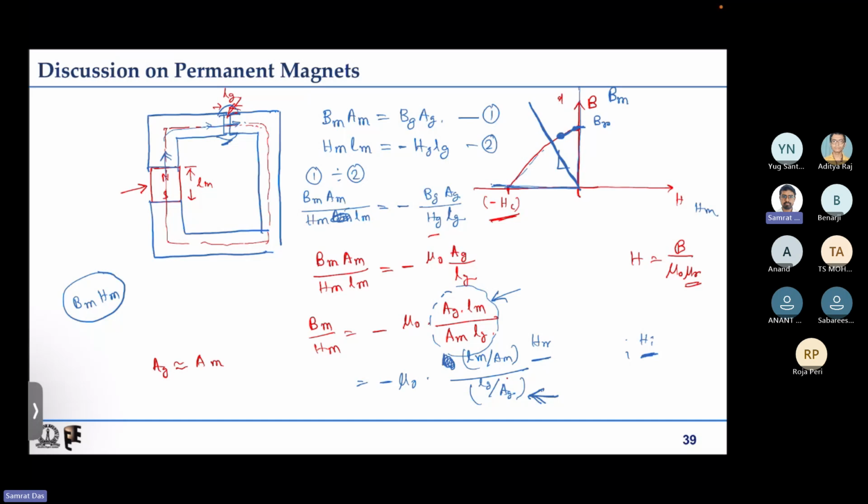Is there any question regarding this part? Sir, from the graph it is clear that if we apply minus Hg, the remnant flux in the permanent magnet will become zero. That's fine. But what about the expression we are getting, equating it to zero and getting a negative thing?